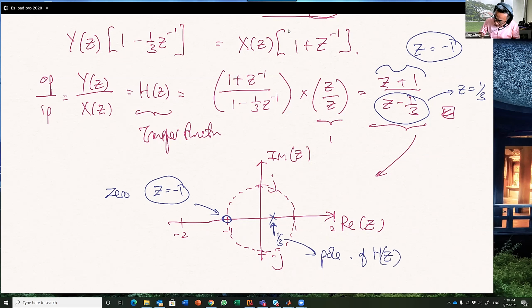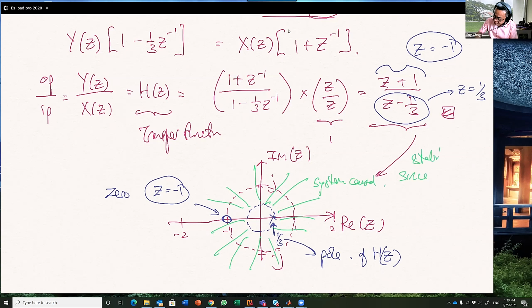Now, when you draw the pole and zero, if we have one pole only, it's easy. You just draw a small circle here, and then you color, and you say that this is the region of convergence. Now, why do we draw outside? Why do we find a pole and draw outside? It is because the system is causal, meaning that the impulse response exists on the right hand side.